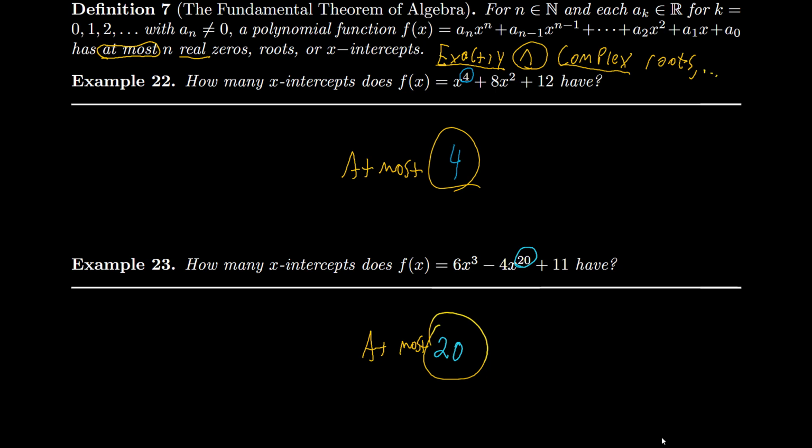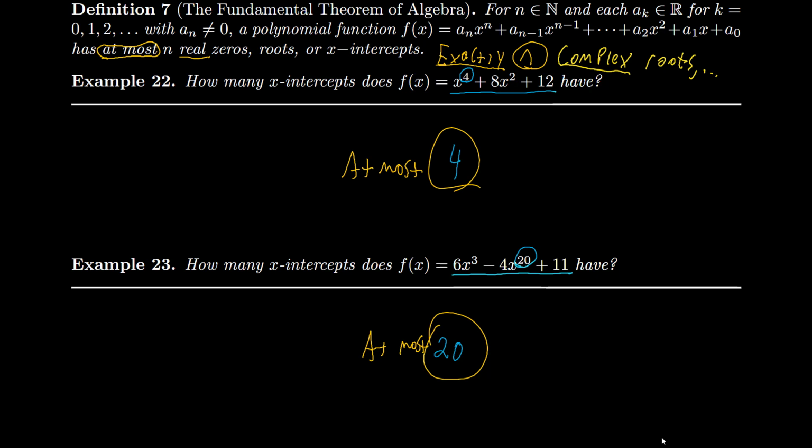And we can also guarantee that this polynomial up here in example 22 has exactly 4 complex roots, and that this one in 23 here has exactly 20 complex roots. And remember, real numbers can be complex numbers, so when I say it has exactly 20 complex roots, I don't mean that they all look like 6 plus 5i or something. It might be just 6, because remember, 6 is just 6 plus 0i.